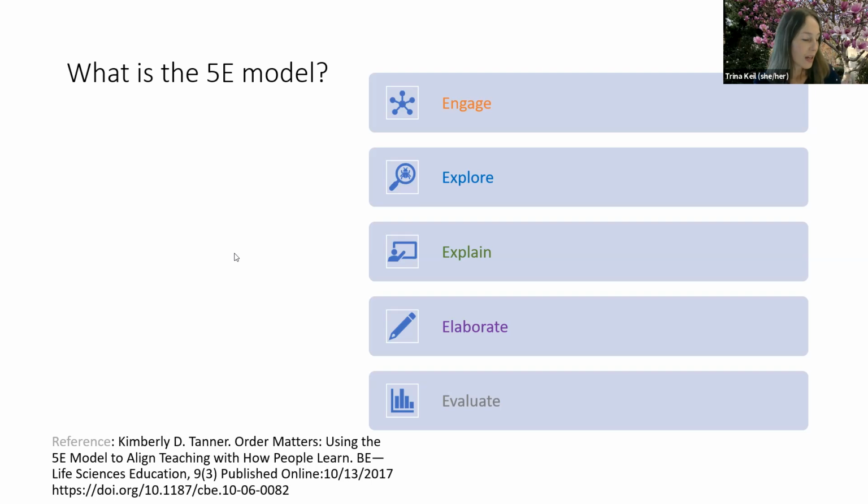So what is the 5E model? The 5E model originally came from the National Research Council in 1999, and that reference is at the end. But then there's this nice, like 6-page article that Kim Tanner wrote about order matters and using the 5E model to align teaching. I definitely recommend reading that if you have even 10 minutes. She's very clear about what's in each part of the model. She gives examples of what people can do during those parts, which we're going to also work on together, and she gives examples of questions that instructors have.